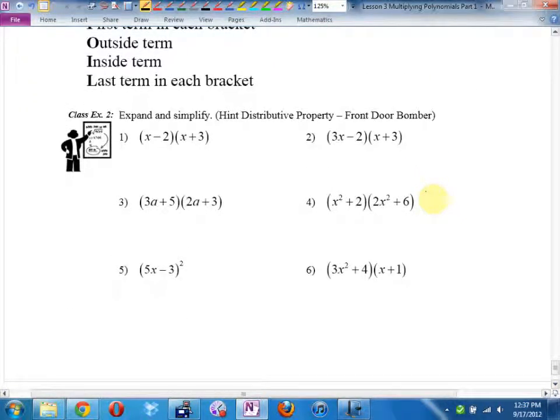Let's try number 2 on your own. Number 3 on your own. And let's see if we get to the same thing. If you want to try doing them in your head, knock yourself out.